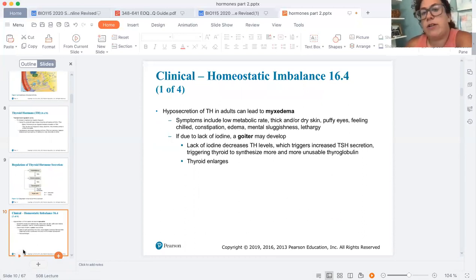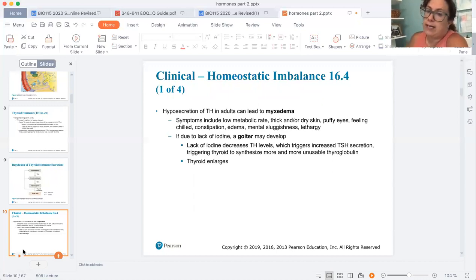So when hyposecretion of thyroid hormone occurs, this is known as hypothyroidism. This can be called myxedema, which is low metabolic rate. So people are going to be gaining weight, not feeling good. They're going to have thick or dry skin, get puffy eyes, feel always cold, can't poop, get swelling, feel like their brain is foggy all the time, and as I said, get really tired.